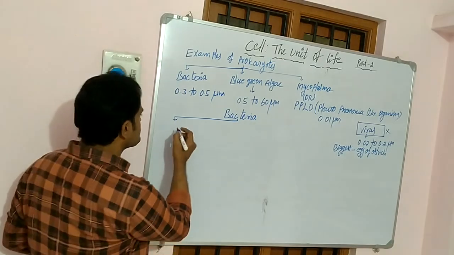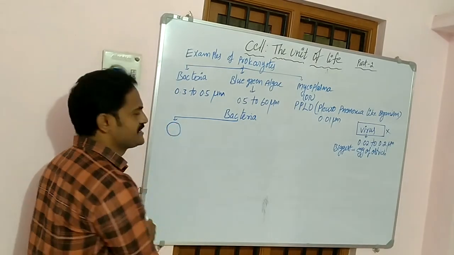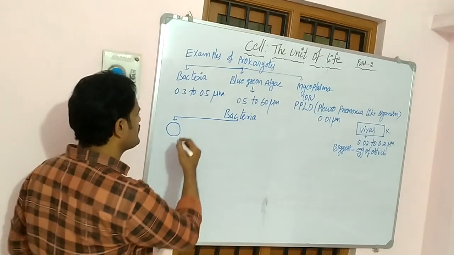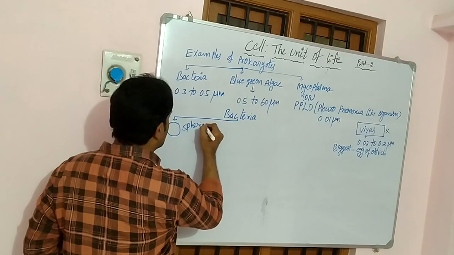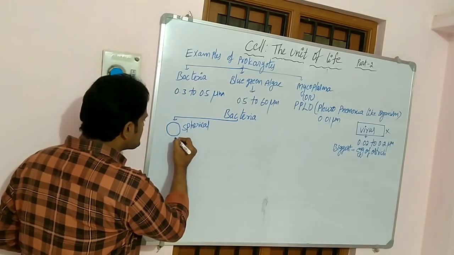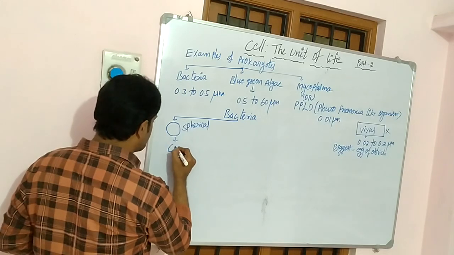For example, some bacteria look like a spherical shape. Spherical means round or circle. Such kind of spherical bacteria is called coccus bacteria.